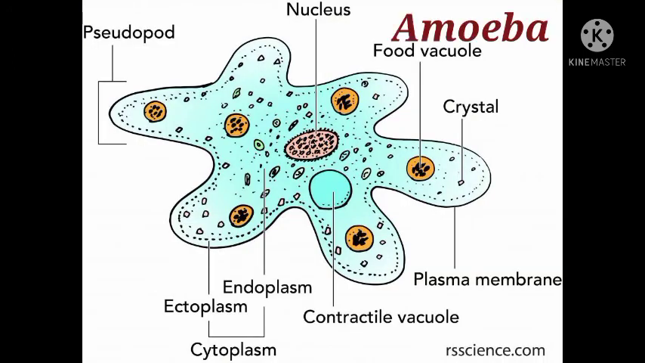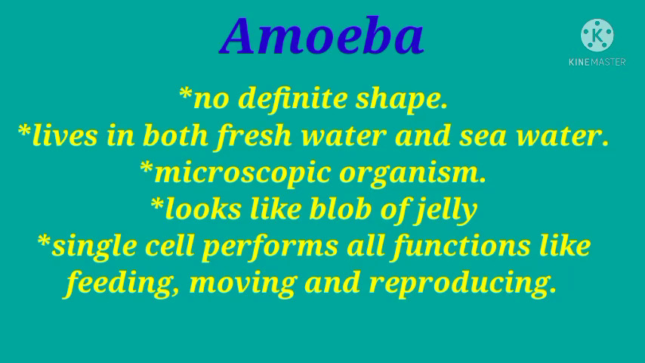Let's see about amoeba in detail. Amoeba is a unicellular organism that has no definite shape. It lives in both freshwater and seawater. It is a microscopic organism. You know what is meant by a microscopic organism? It can be seen only through a microscope. It cannot be seen by our naked eye.